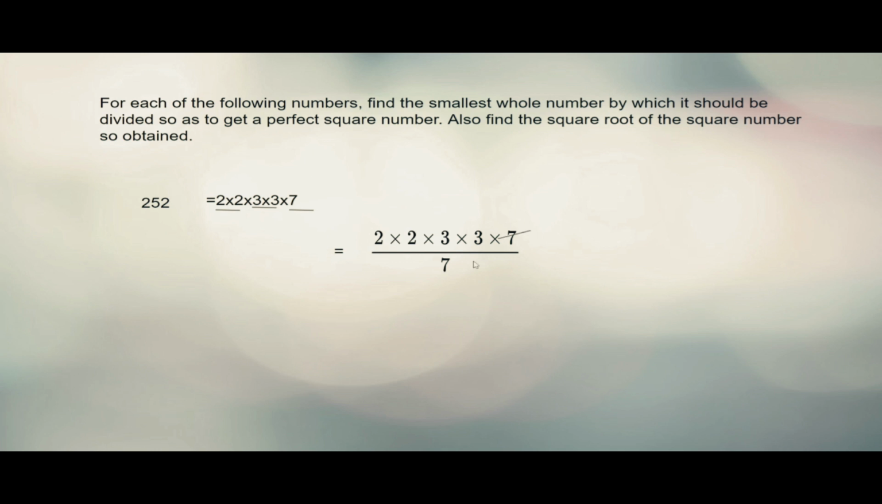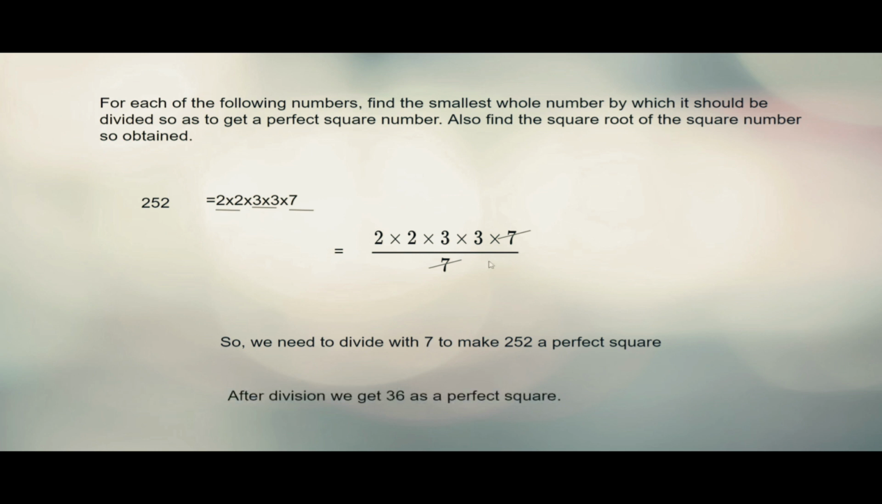7 cancels with 7. We get 2 multiplied by 2 multiplied by 3 multiplied by 3. So we need to divide by 7 to make 252 a perfect square. Multiplying these terms, we get 36 as the perfect square. We are also asked to find the square root of 36.